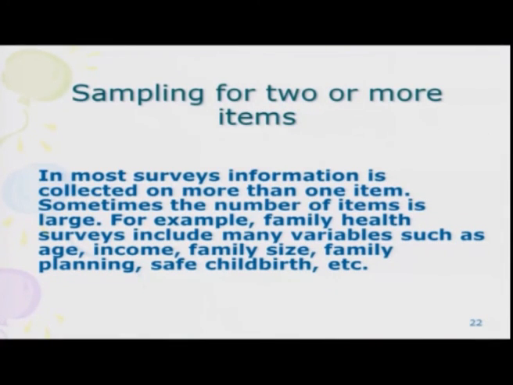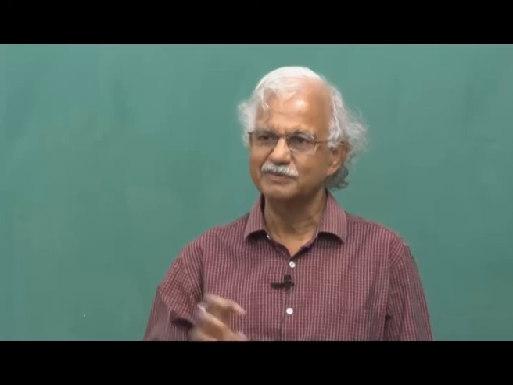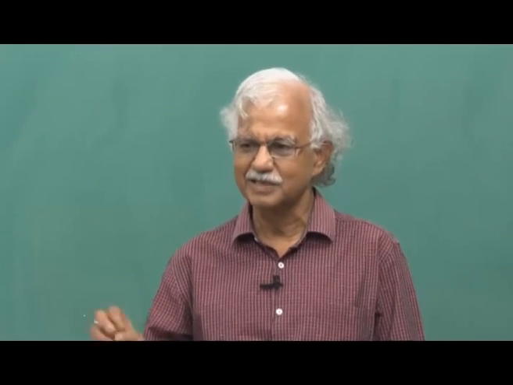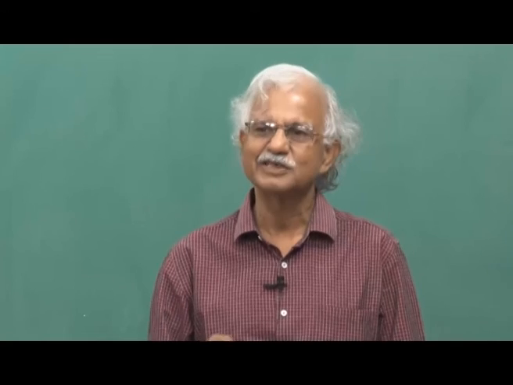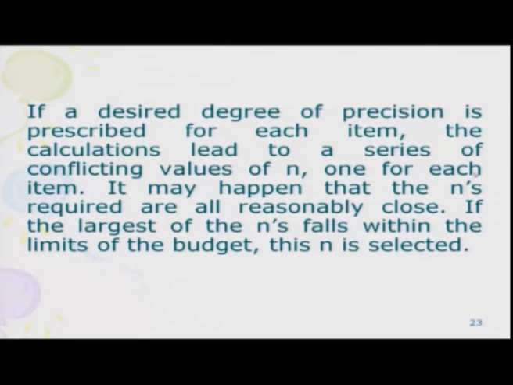For example, a family health survey includes many variables such as age, income, family size, family planning, safe childbirth and so on. In that case, if a desired degree of precision is prescribed for each item, the calculations lead to a series of conflicting values of n. For some item, they will show that you need a sample size of 25,000, for some 30,000, for some 60,000, for some 5,000. One sample size for each item.